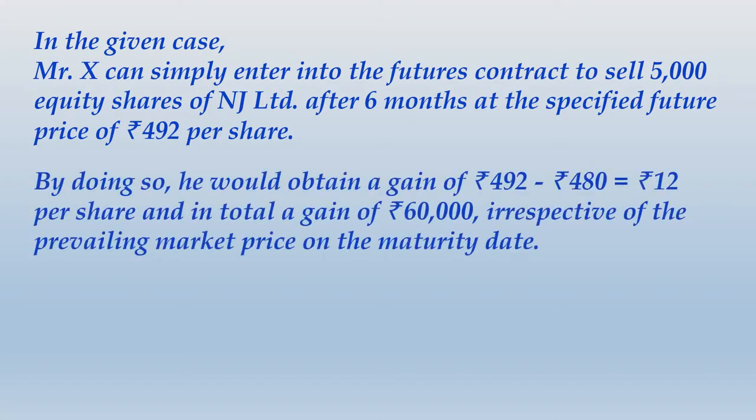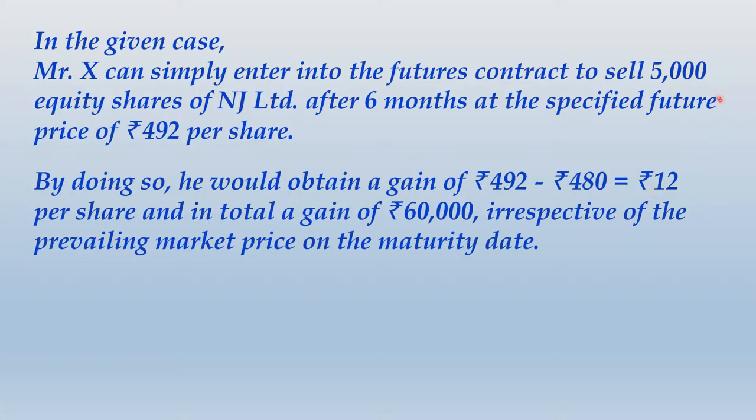By doing so, he would obtain a gain of 492 minus 480. Why 492 minus 480? Because the current market price of the share is 480. You are entering into a futures contract with a short position, meaning you are agreeing to sell at 492. It will give you rupees 12 as a profit per share.